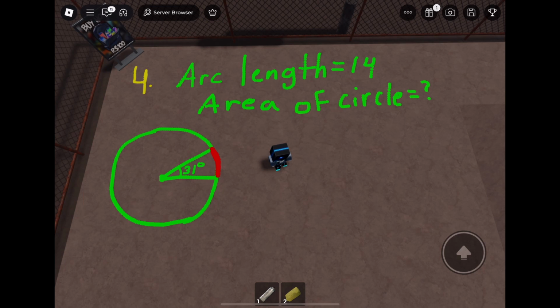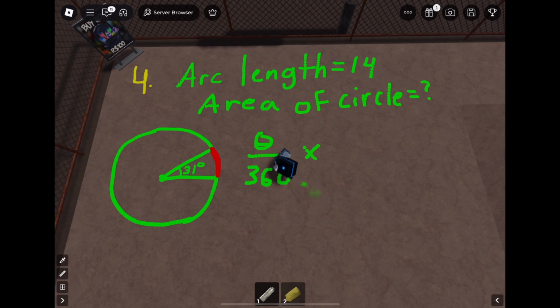In this problem, I've given you that the arc length is 14, the central angle is 31 degrees, and using that, I want you to find the area of the circle. To do that, what we can do is first solve for the radius, and once we have the radius, we'll know the area of the circle. So first, let's find the radius of this circle. To do that, let's use the arc length formula that's in degrees. So that's theta over 360 times 2 pi r is equal to the arc length, which is just 14. And we know that the angle is just 31 degrees.